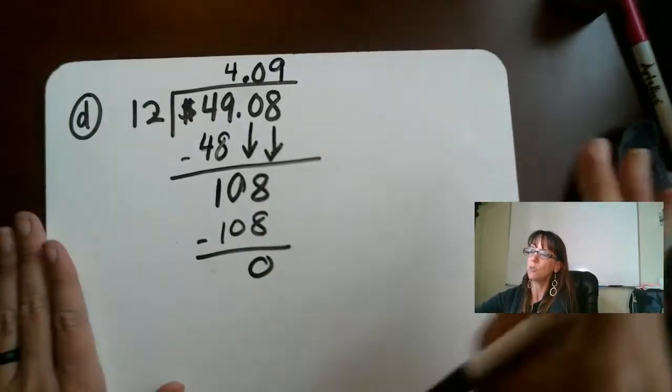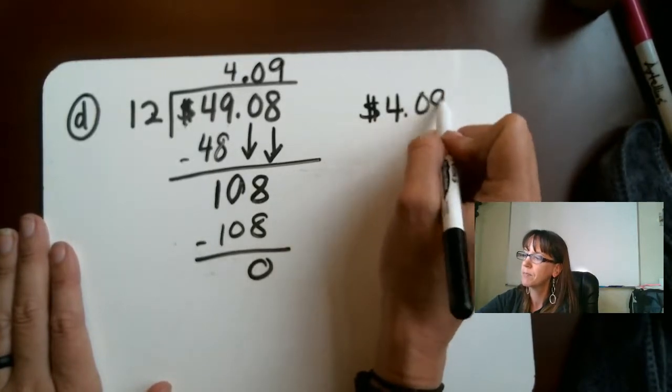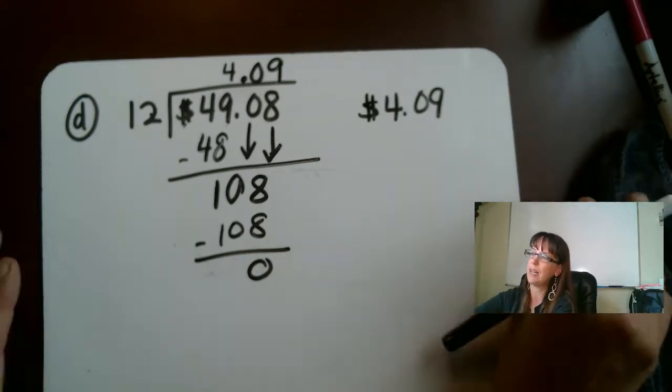Now, when you're writing this answer, remember we did start with that dollar sign, so our answer needs to end with that dollar sign. Okay, there's your answer. All right, that was D. We're going to do E now.